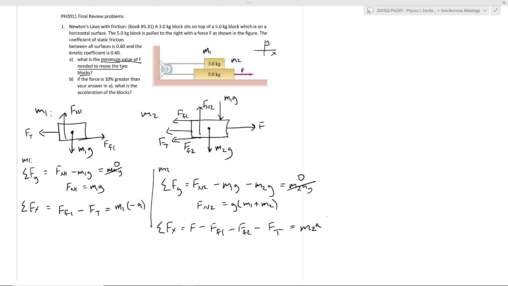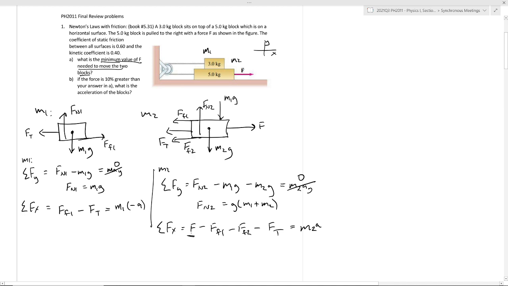Okay, so I think that's all of our forces in x and y on each. So notice we basically have two expressions. What are we looking for again? We're looking for the minimum force that's going to be required to get this thing to accelerate. So let's find an expression for the acceleration, and then we can see what will cause that to be more than 0.